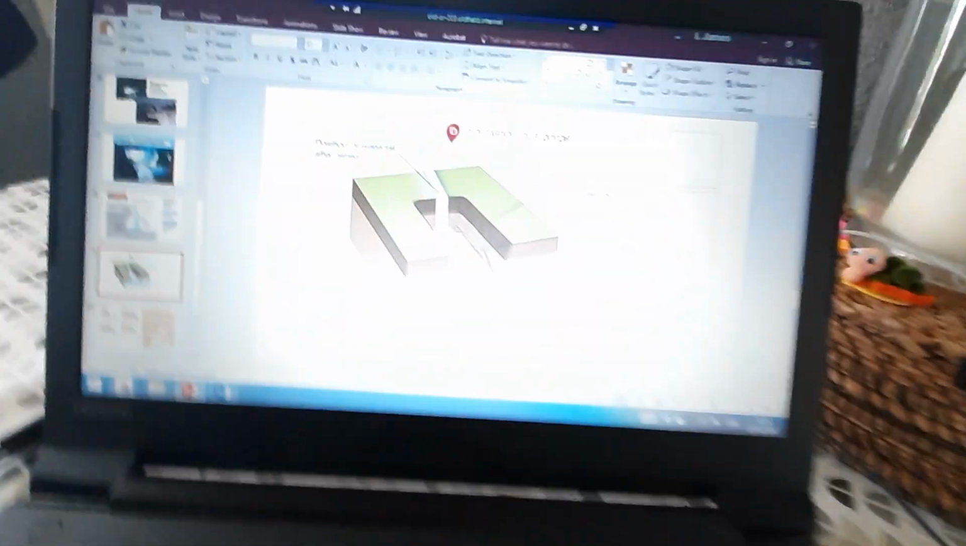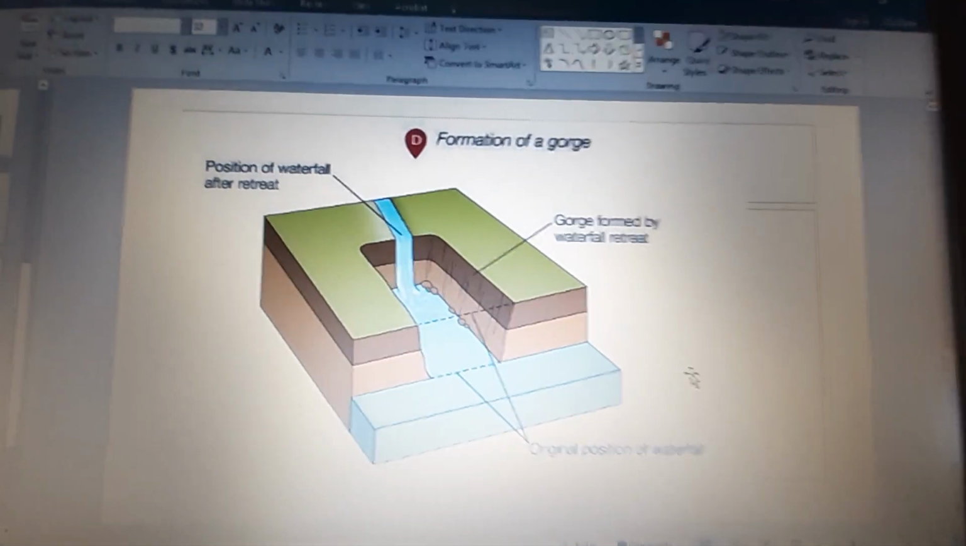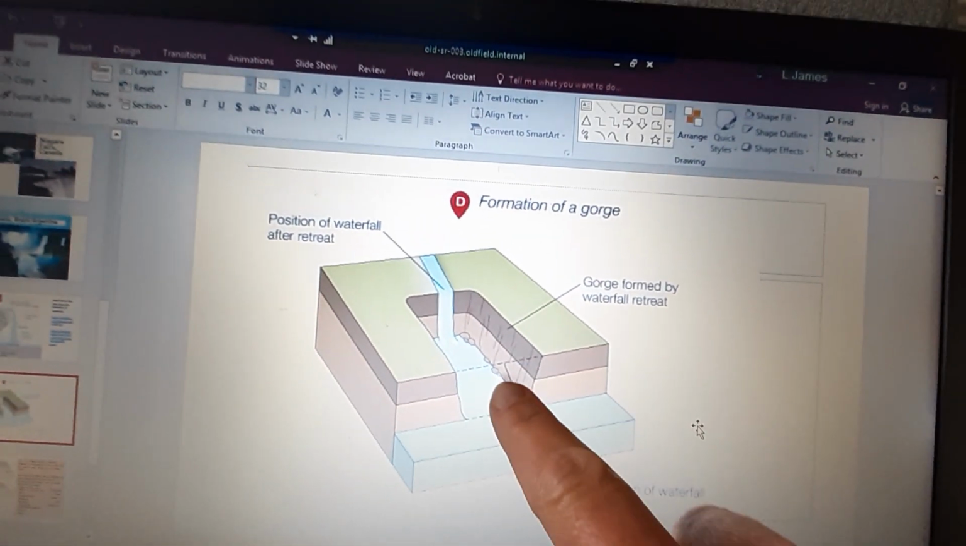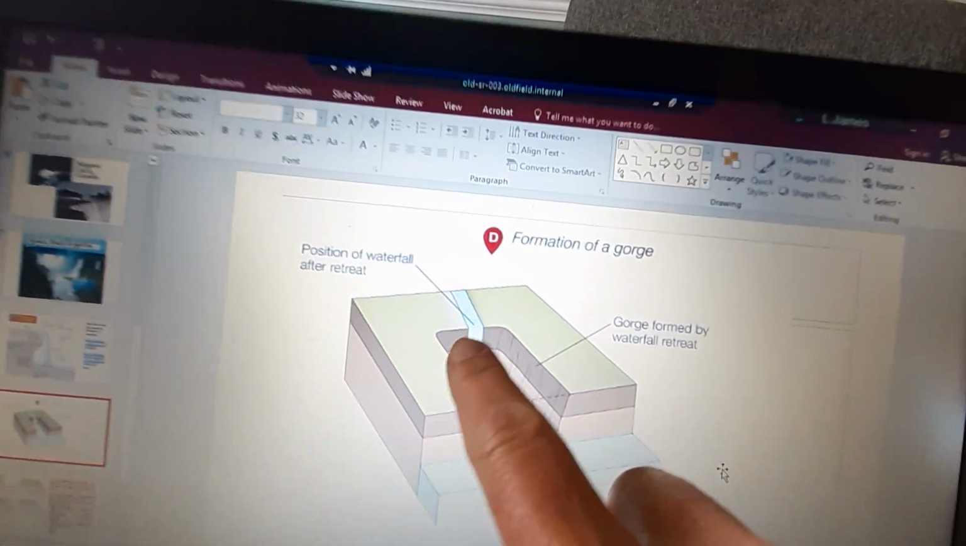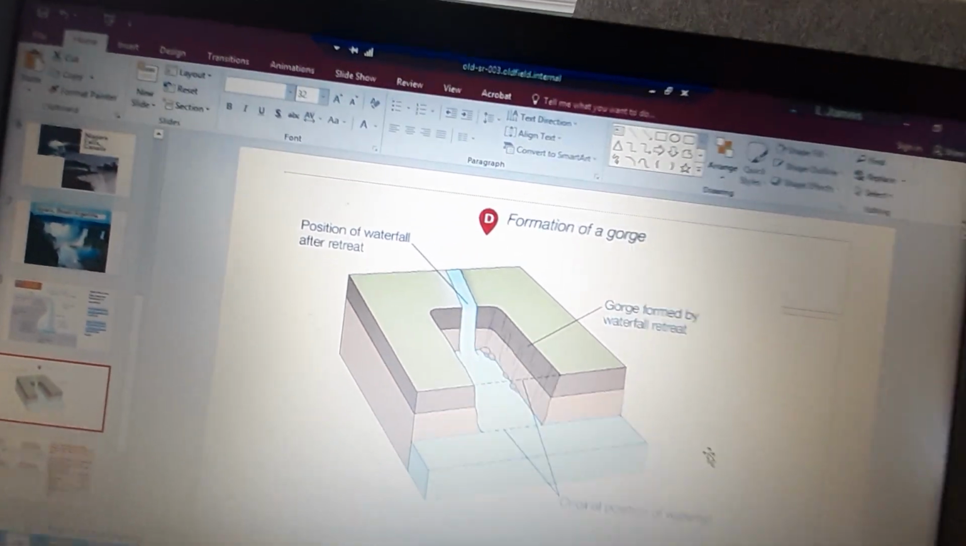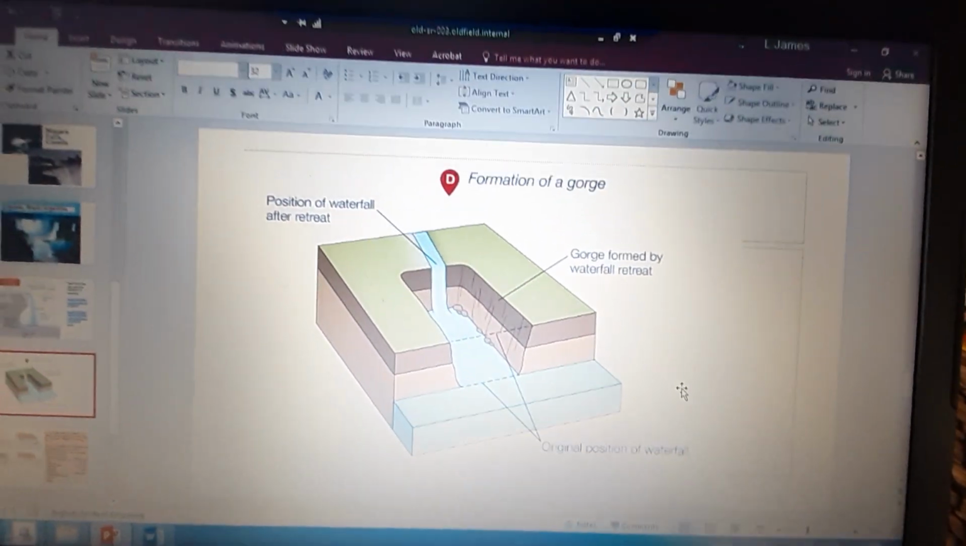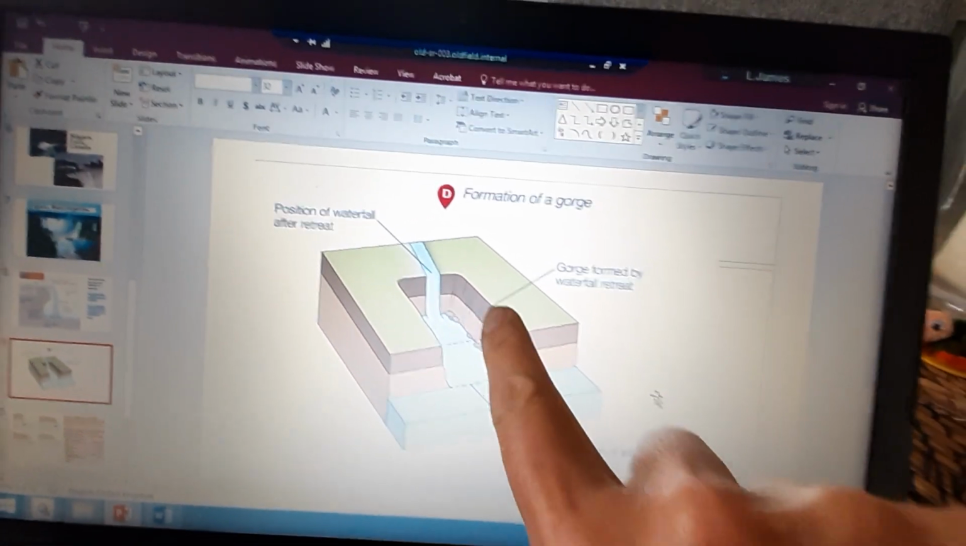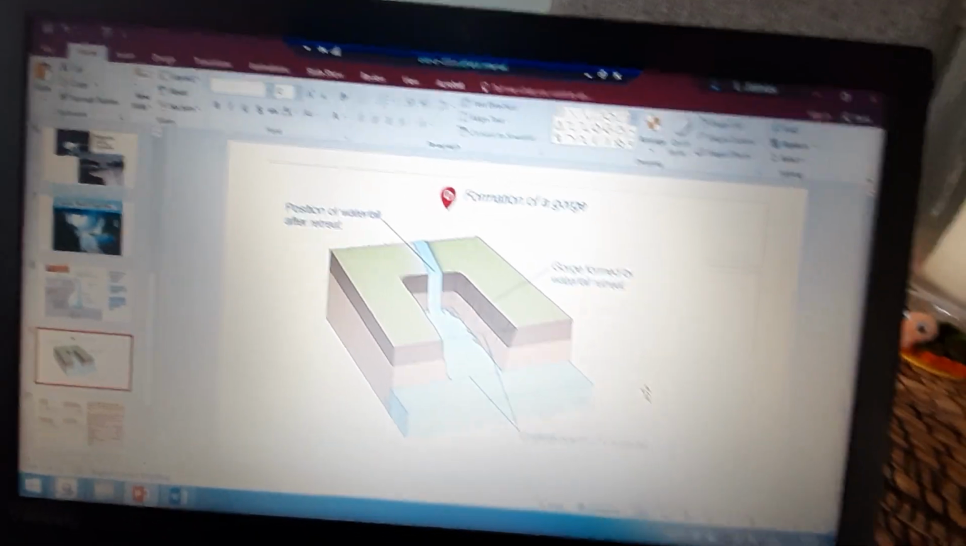And what we end up with here is, the waterfall used to be here at the front of this diagram, and over time it's moved backwards, and it's now here. You're left with what is called a gorge, where the waterfall used to be, and it's moved backwards. This is the gorge here, these steep-sided sections.